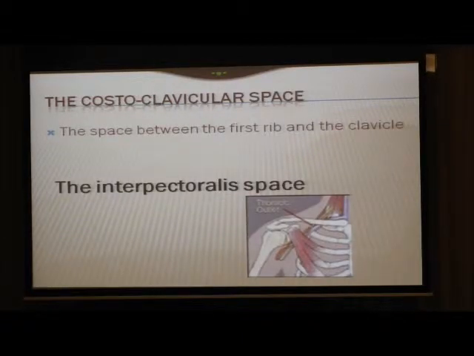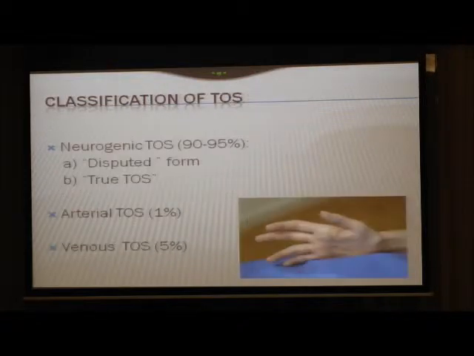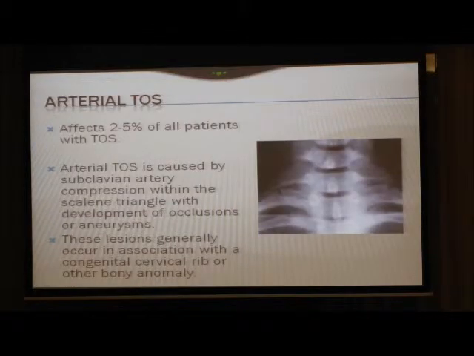The other two sites of compression are the space between the first rib and the clavicle, that is called the costoclavicular space, and then the interpectoral space, which is actually the space behind the insertion of the pectoralis minor on the coracoid process. So, TOS is actually classified in three forms: the neurogenic TOS, the arterial TOS, and the venous TOS. We are briefly speaking about the two vascular forms.